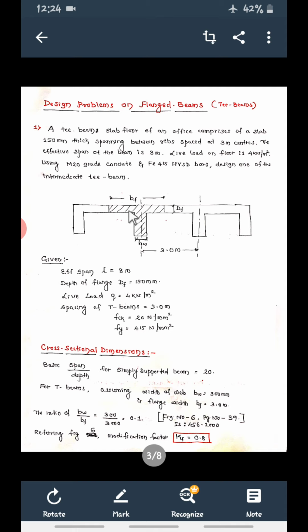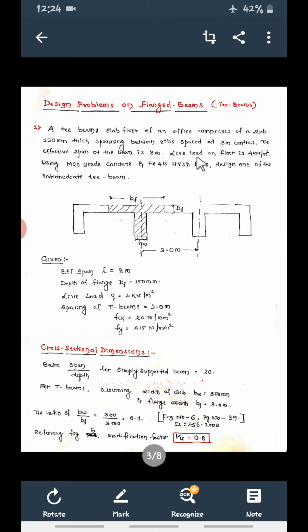The length of the beam, or span of the beam, is 8 meters. Here below this support there is a column, and at the other ends also columns are there. The distance between one support to another support is the span, that is 8 meters. So lengthwise, if you see, it is 8 meters. These beams are spaced at 3 meters.